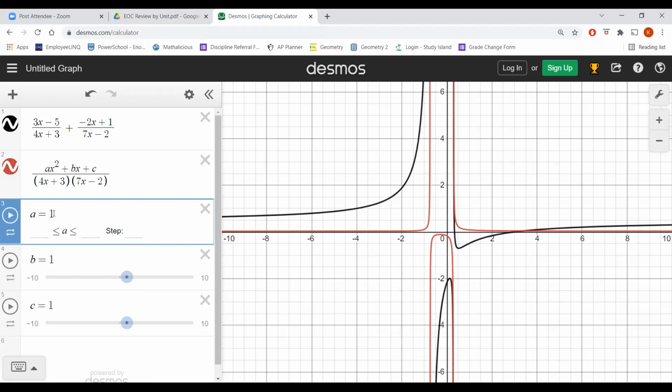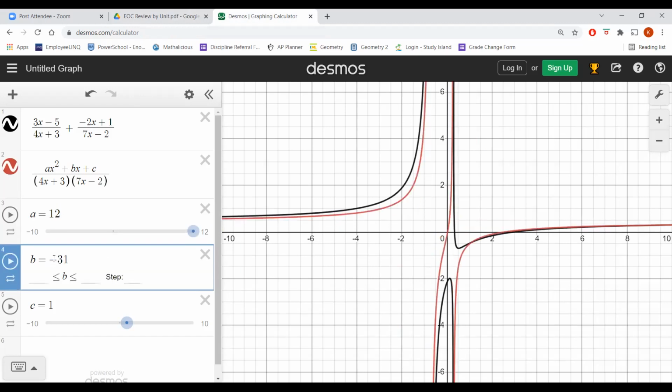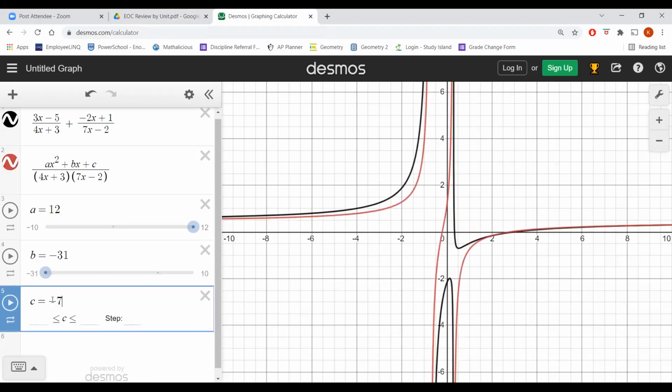So the first A value is 12, so I'm going to type 12 in here. For B, it's negative 31, so I'm going to type negative 31. And then for C, the first C value is negative 7. Okay, so that answer does not work.